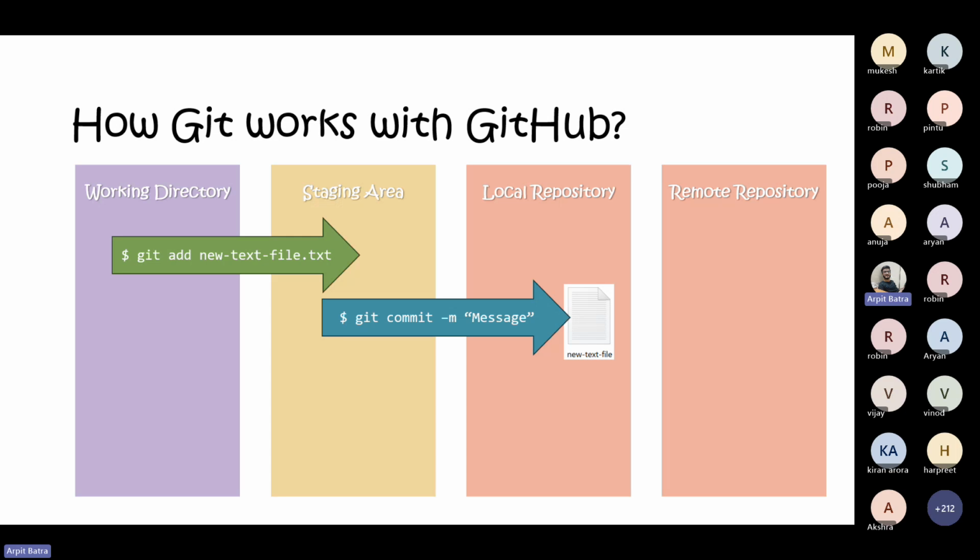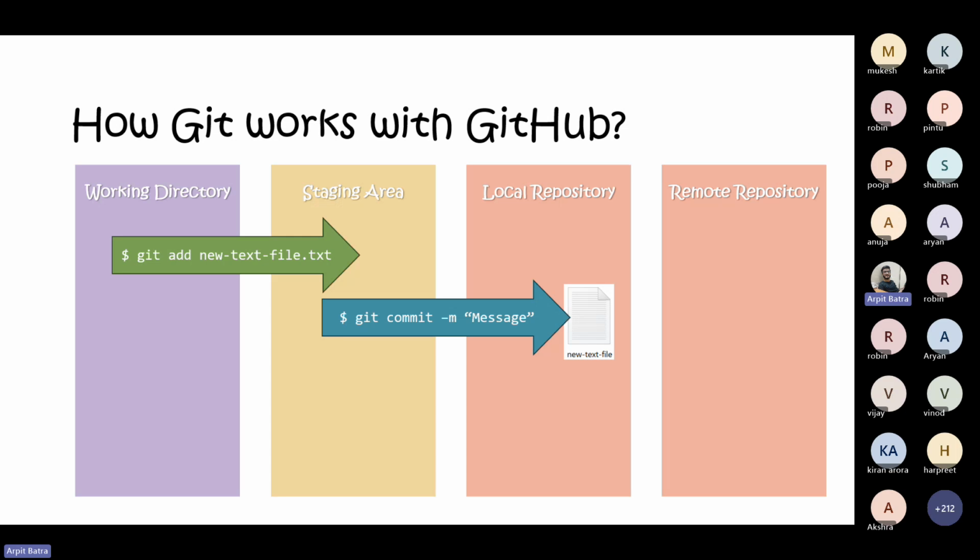Then we have issues, a way to track bugs, enhancements, and tasks. Then we have actions, automation tools for CI/CD. CI means continuous integration, and CD means continuous deployment. Then the last one is GitHub Pages, hosting a static website directly from a GitHub repository.